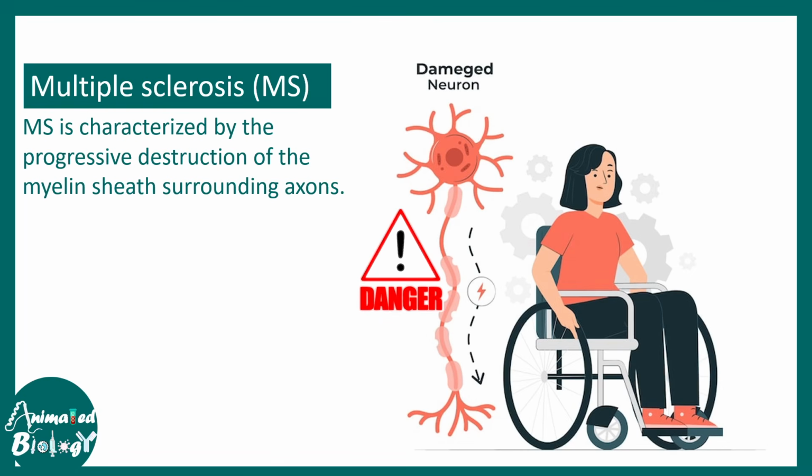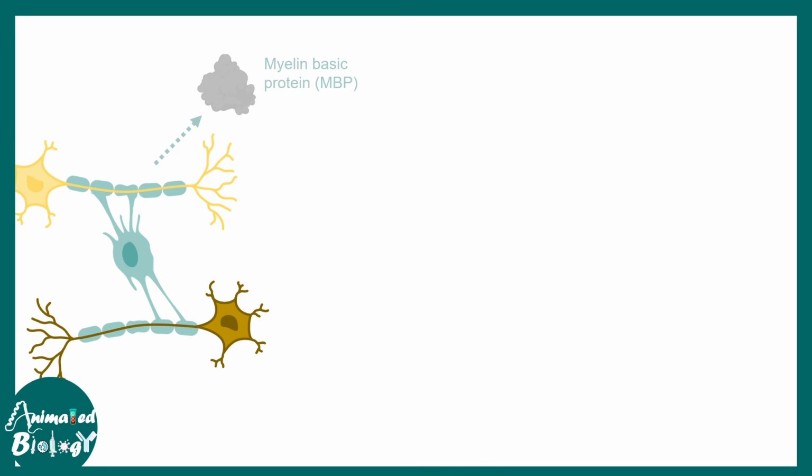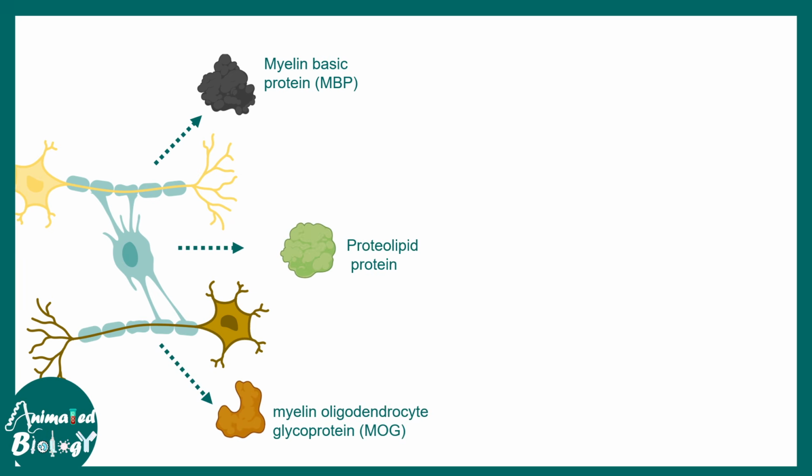Isn't it fascinating? Now, oligodendrocytes are highly implicated in the context of multiple sclerosis, which is a progressive destruction of the myelin sheath surrounding the axon. This leads to a plethora of neurologic symptoms. So obviously there are specific proteins present in the oligodendrocyte or in the myelin sheath, such as myelin basic protein, proteolipid protein, and myelin oligodendrocyte glycoprotein. All of these are native to oligodendrocytes.